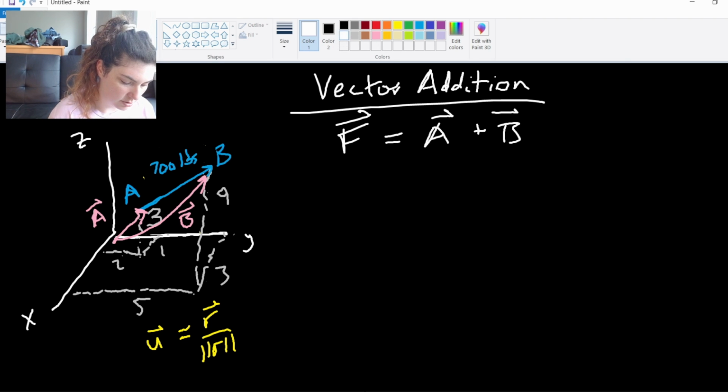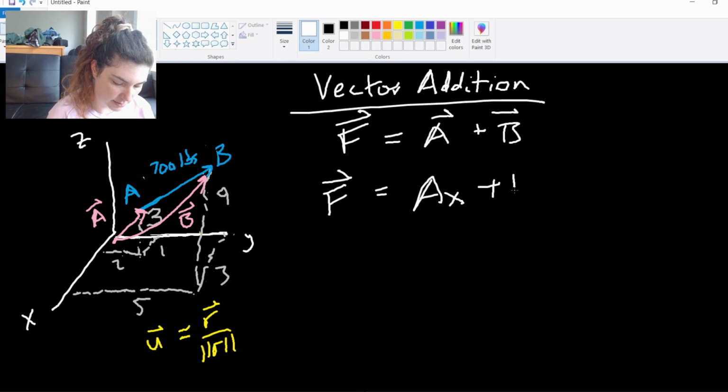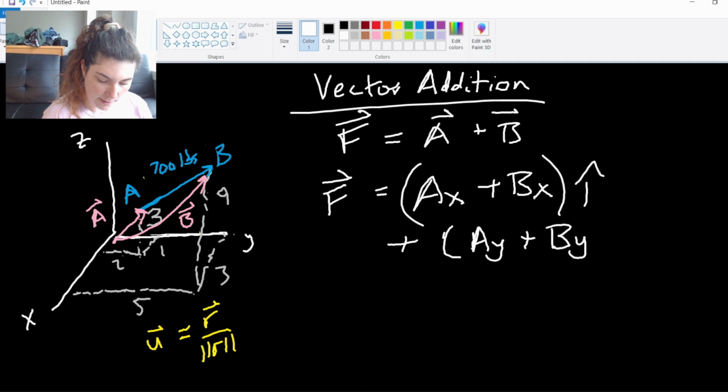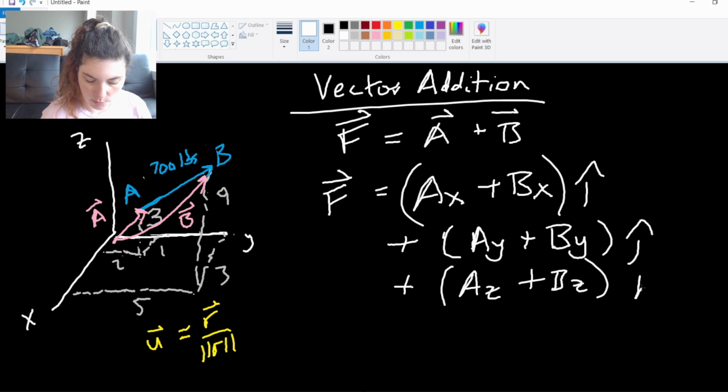So to get the force vector, it was ax plus bx I hat. We add each component together when we're adding vectors, which is what we did in the last one, we just didn't explicitly call it out. Plus ay plus by, and then there is the z component of a and the z component of b. So you add each component individually when we're adding vectors.